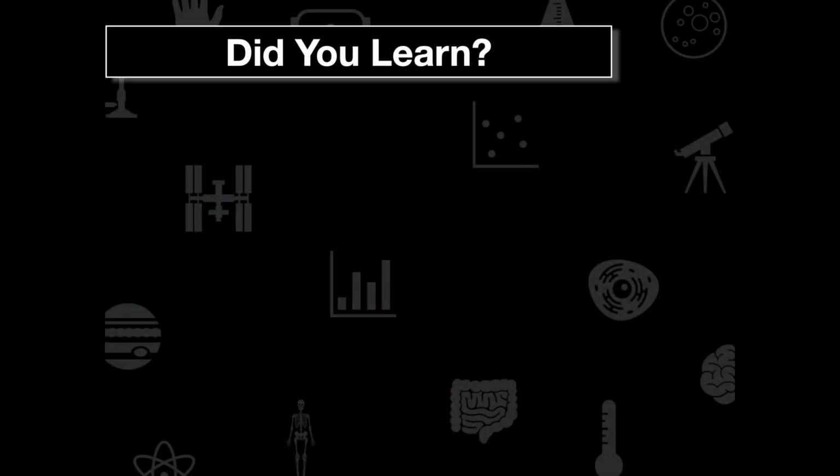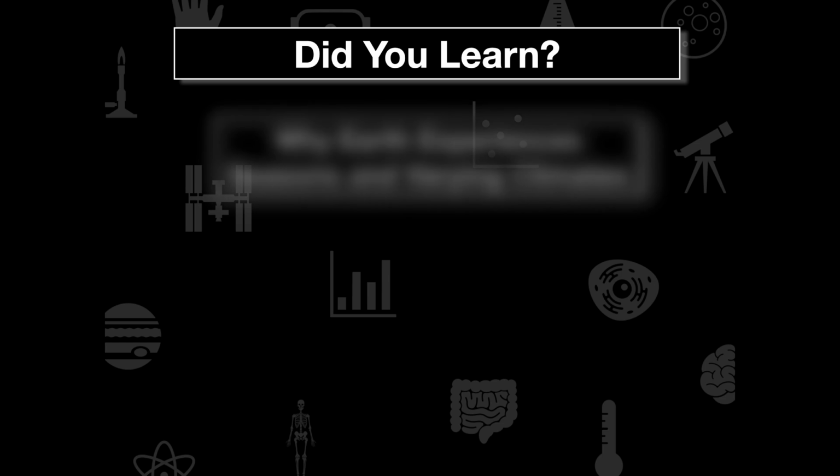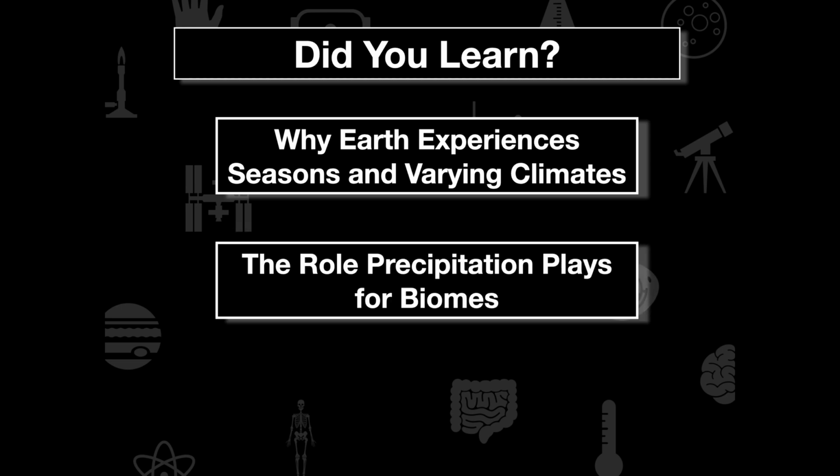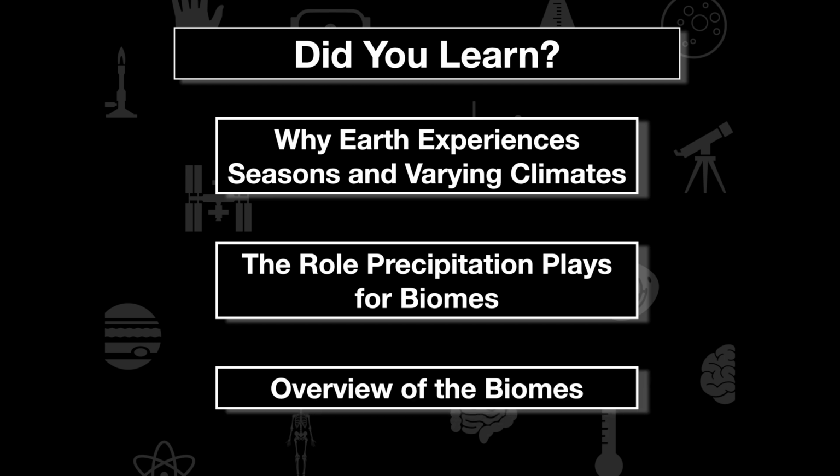All right, so this is going to be the end of the video. Did you learn a couple of things? Did you learn why Earth experiences seasons and varying climates? Did you learn the role of precipitation and how it affects what type of biome we see? And then lastly, did you get an overview of the biomes? This is the end of the video, and we'll see you all in class tomorrow.